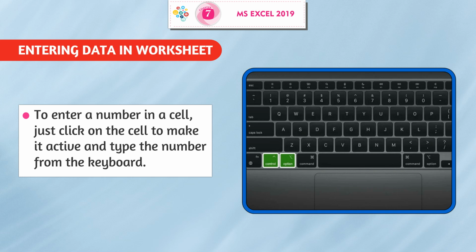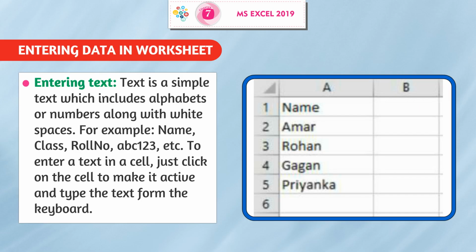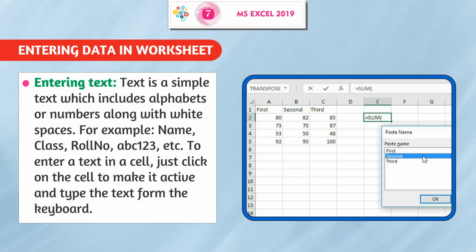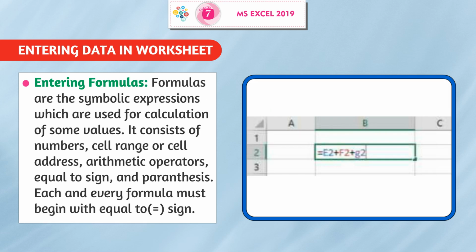To enter a number in a cell, just click on the cell to make it active and type the number from the keyboard. Entering text. Text is a simple text which includes alphabets or numbers along with white spaces. For example, name, class, roll number, ABC, 123, etc. To enter a text in a cell, just click on the cell to make it active and type the text from the keyboard.